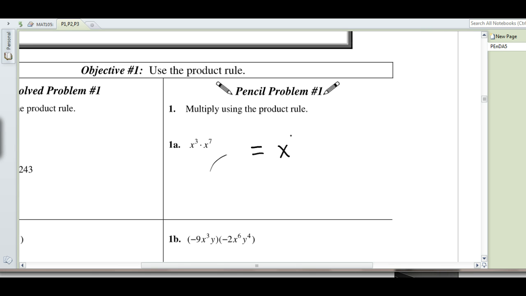So this first example, we just have two things with the same base, so what we're going to do is use rule number 1, and this says this should just be x to the 3 plus 7th power, which is x to the 10th. So very straightforward.